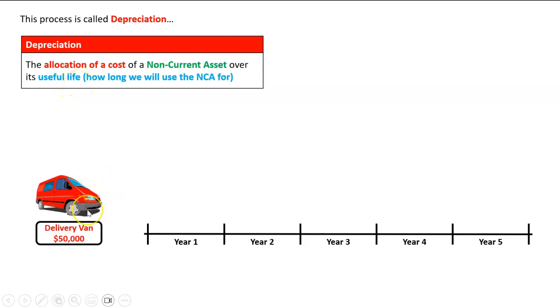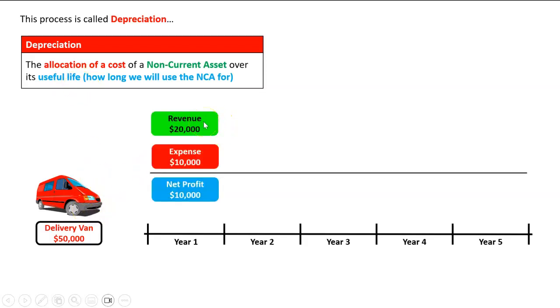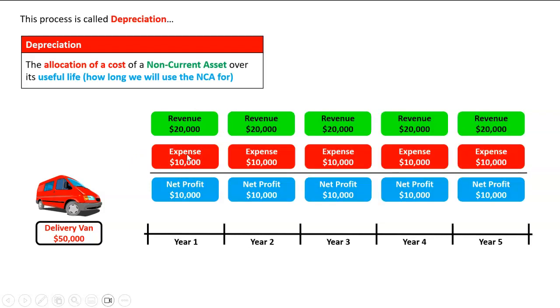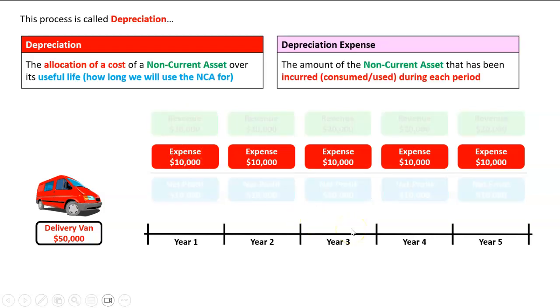So basically, if we have this delivery van here, we're going to earn $20,000 of revenue every year. We're going to match that with the depreciation expense each period. And that makes a lot more sense. We're going to get a much more accurate net profit here. So we've got a revenue from using a non-current asset, and then we match that with the expense of using the non-current asset. And what we do is we call this expense here depreciation expense. And you can think of it as the amount of the non-current asset that has been incurred during each period. I prefer the word consumed or used, but it's basically the expense incurred, how much of the van we consumed or used during each period.